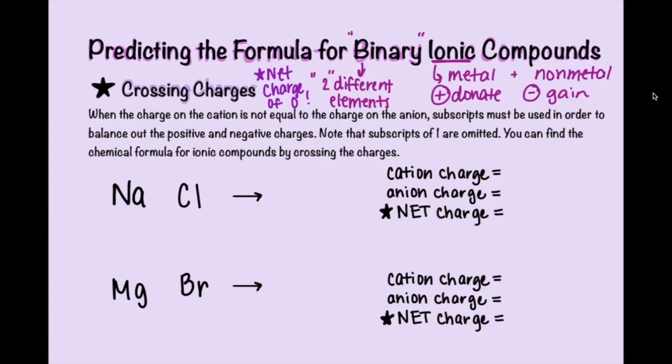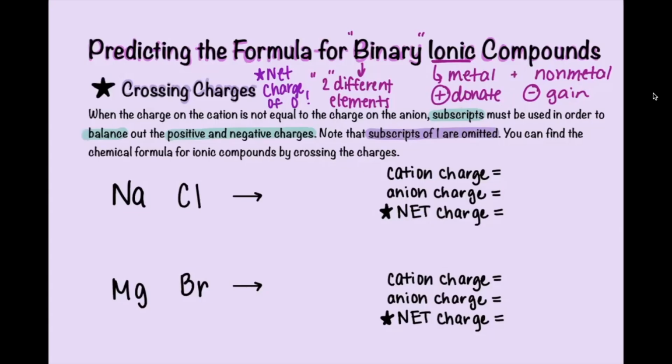If the charge on the cation, the metal, does not match the charge on the anion, the nonmetal, we use subscripts to balance them. But please note that subscripts of 1 are never written. A mistake that students often make is thinking they drop the plus or the minus sign, but we don't keep the signs at all. We only use the number part of the charge.